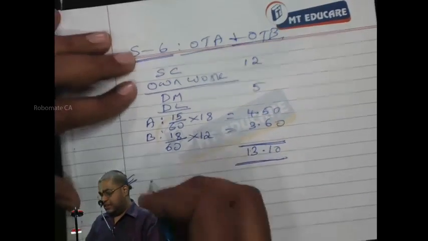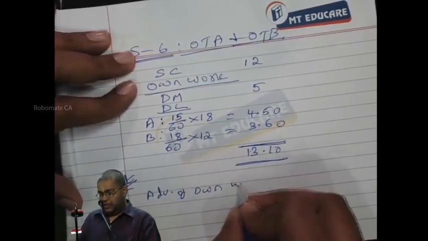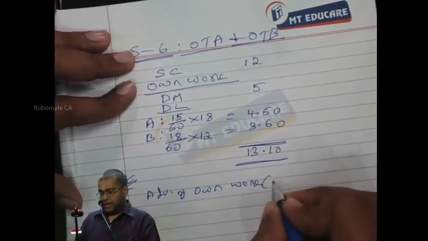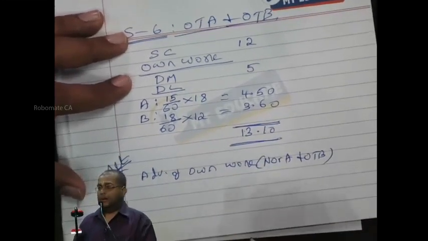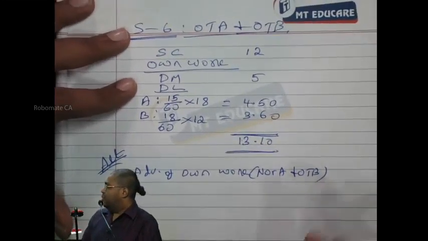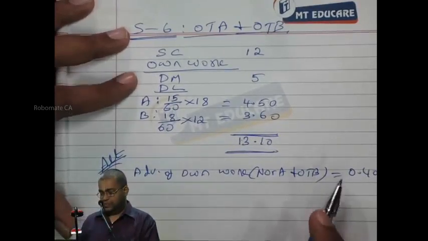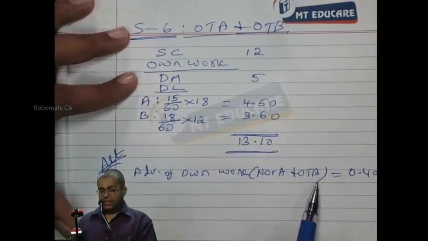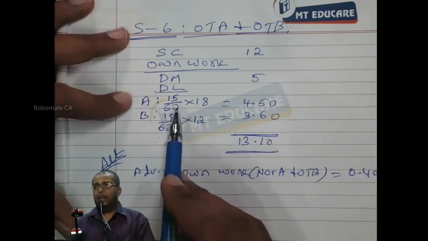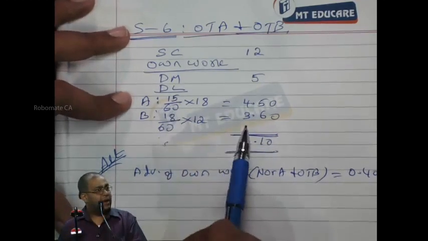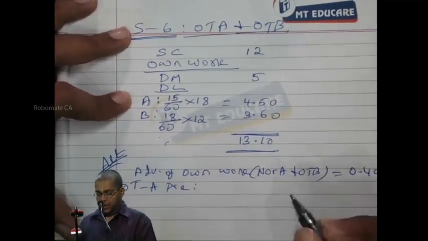We had a 40% advantage of own work when we had normal A and OTB. Yes or no? Write down first: advantage of own work, normal A and then overtime B. What was the advantage we are having? 0.40. Now, what happens is this overtime B is now common here also, so it is not a game changer, but normally it becomes OTA. So I have to pay some premium extra. Now write down, next. Overtime A premium.